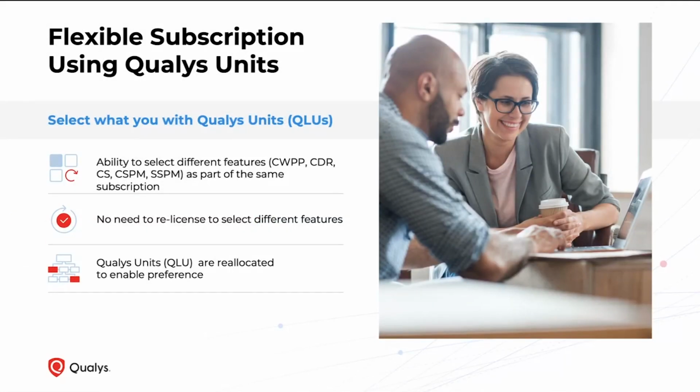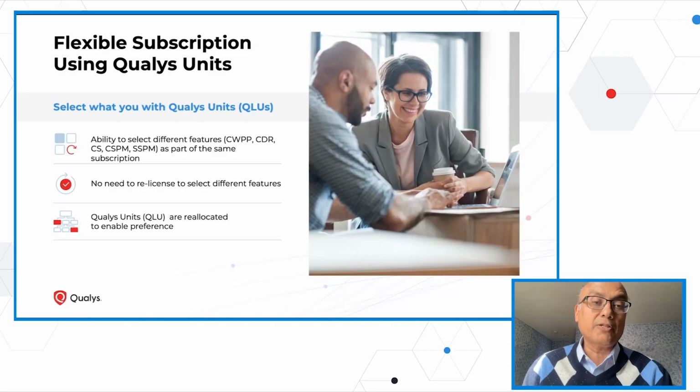Now, there is something else very important that we've realized for our customers: there is a need to have a flexible subscription model. What I mean by that is that I talked about 5 different capabilities: CSPM, SSPM, CDR, container, and CWP. But in our platform, you could buy what are known as Qualys units, buy a bunch of them, and then you can allocate them to the capabilities that matter most to you. And then you can reallocate them over time without coming back to us, without going back to procurement. It's part of the package.